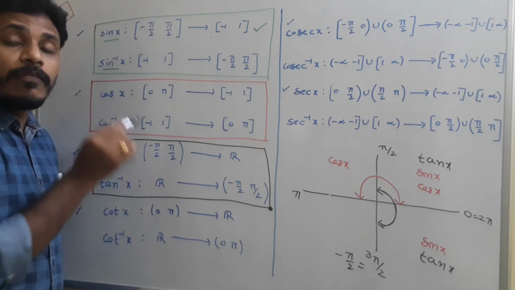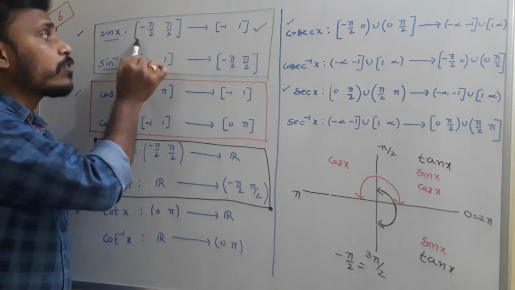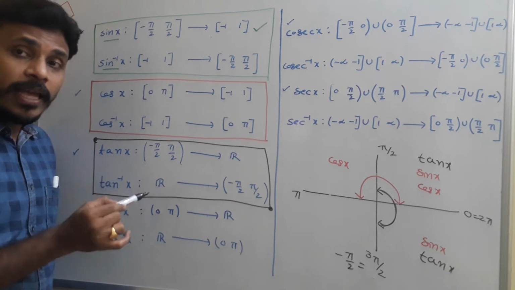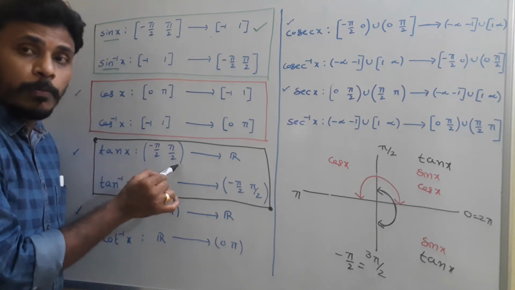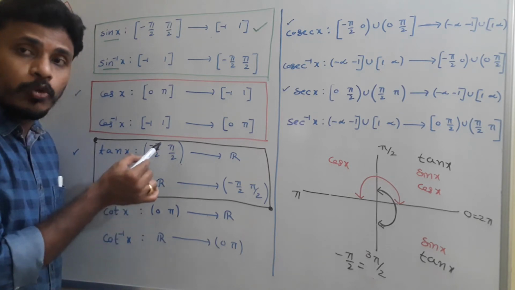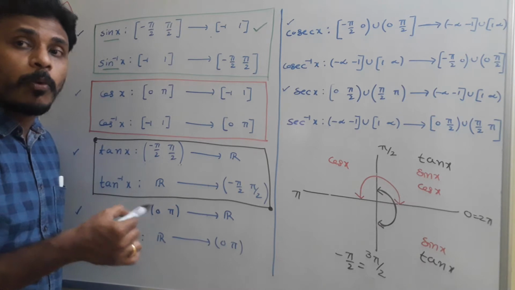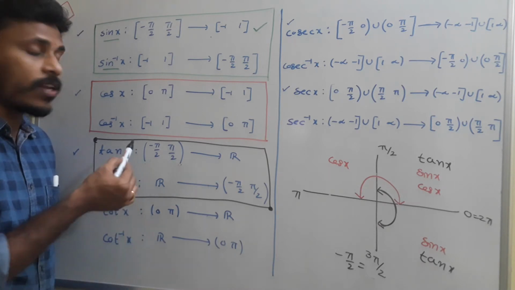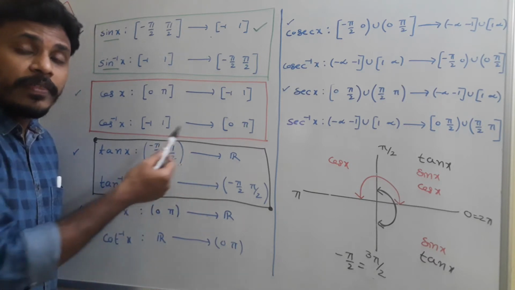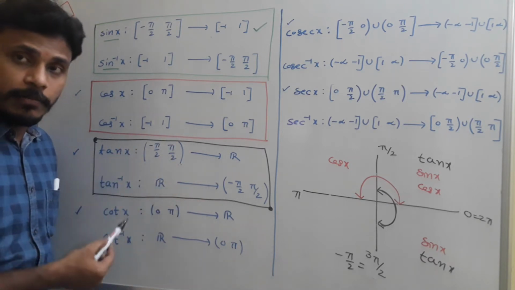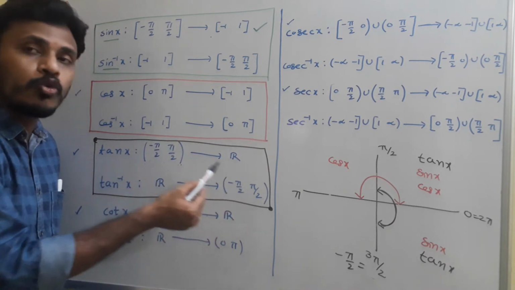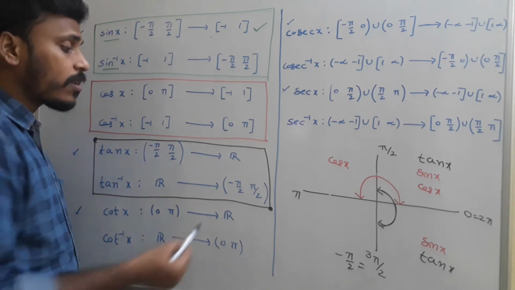Just observe here, for sin x the domain is the closed interval minus pi by 2 to pi by 2, whereas for tan x the domain is the open interval minus pi by 2 to pi by 2 and the range is all real values. From minus infinity to infinity, all the real values are possible as the range of tan x. Since the range of tan x is all the real values, the domain of tan inverse x is the real numbers and the range of tan inverse x is the open interval minus pi by 2 to pi by 2. So this is about tan x.